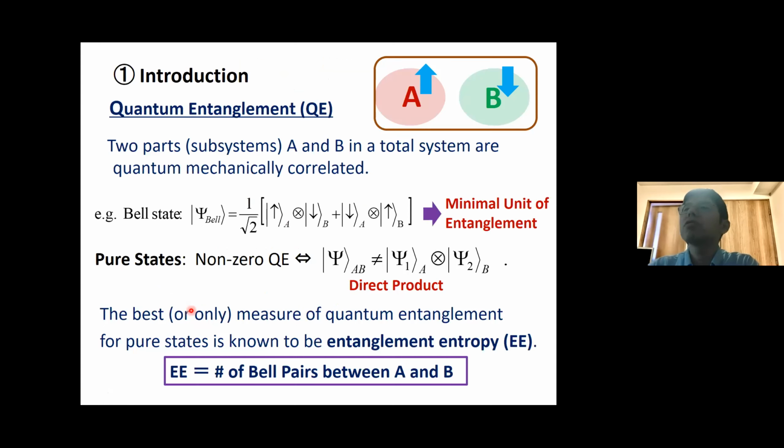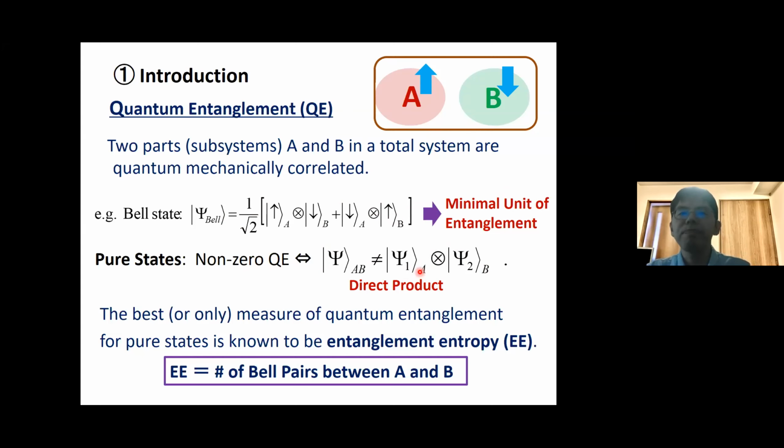Let me start with quantum entanglement. I think most of you are very familiar with this, and there are many experts of this. Quantum entanglement appears in quantum mechanics when we have some quantum mechanical correlation between two-body systems like A and B. The simplest example is two spins, two qubits. We have a Bell state, which is a maximally entangled state between two spins, and this is a minimum unit. This gives the minimum unit of quantum entanglement, a maximally entangled two-qubit system. And we say some pure state has non-zero quantum entanglement if the state is not just factorized into a direct product state.